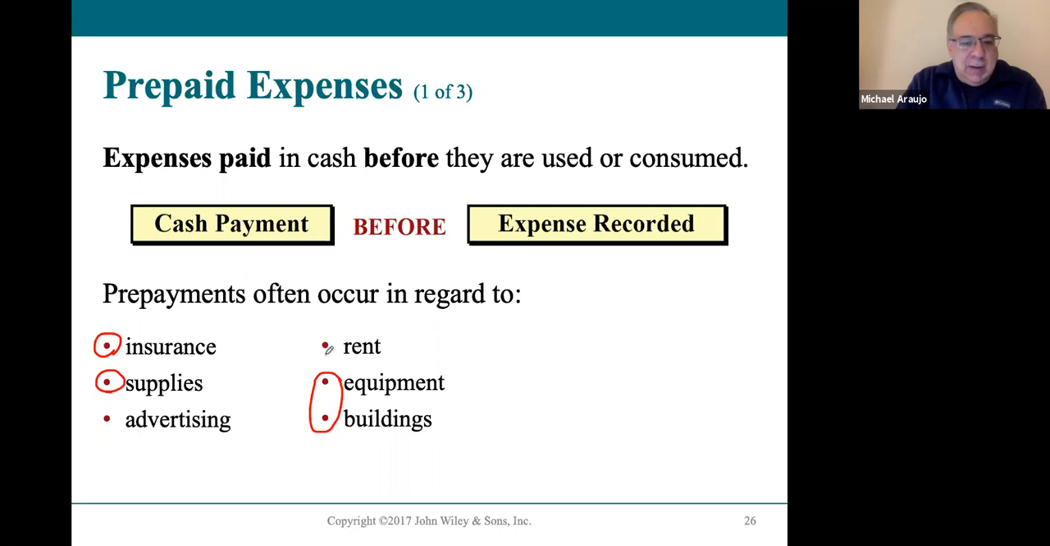So there's something called prepaid rent. It works like prepaid insurance. And there's something called prepaid advertising. These are real accounts that are asset accounts. Once we've used up that advertising, you'll have an advertising expense. So your book focuses on three: the supplies account, the insurance account, and the equipment account. Those three accounts are going to be looked at in detail here in Learning Objective 2.